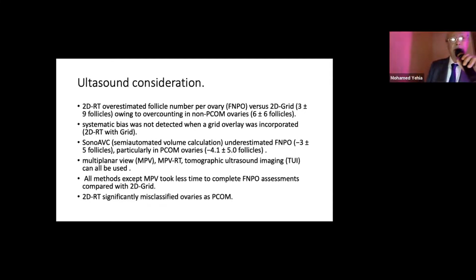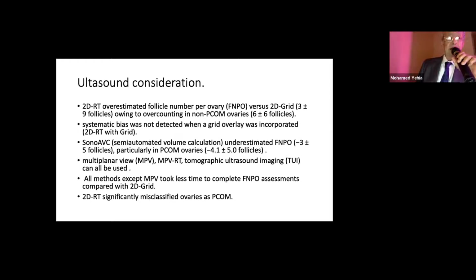One more thing about the ultrasound consideration: what most of us are using is 2D real-time to count the follicles. In a very recent study, it was found that what we are doing actually overdiagnoses, with 2D real-time, the number of follicles per ovary. We usually overestimate the follicles by between 3 and 9 follicles, owing to overcounting. Systematic bias was not detected if we use a grid overlay.